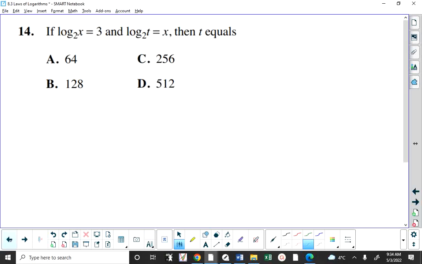Okay. So, we're asked to find the value of t. I'm going to rewrite both of those equations in exponential form. The first equation, log base 2 of x equals 3, means 2 to the 3 equals x. So even in doing that, we've revealed to ourselves what x is equal to. It's equal to 8. Not 9, 8. Because it's 2 raised to the 3, which is 2 times 2 times 2. So x is equal to 8.